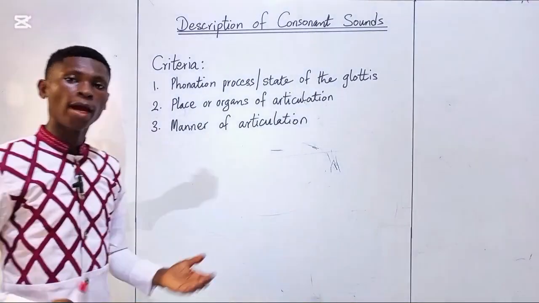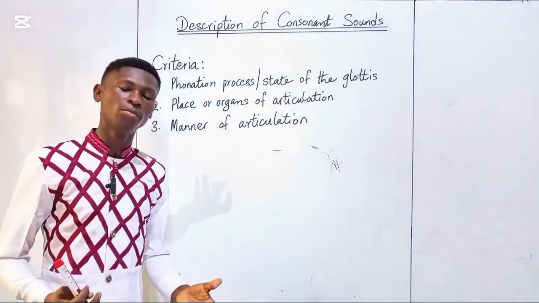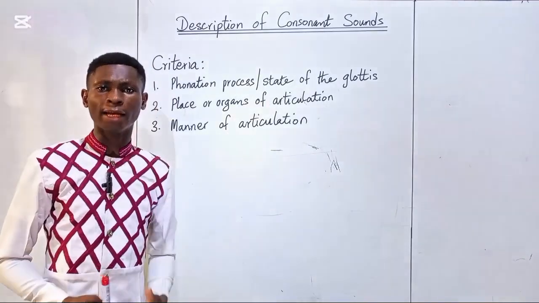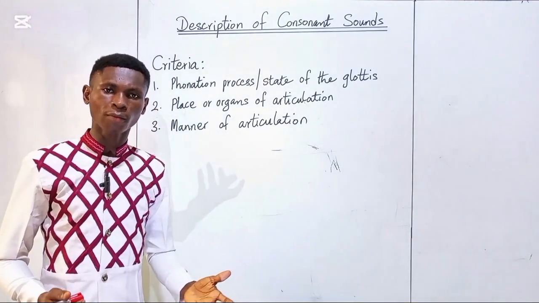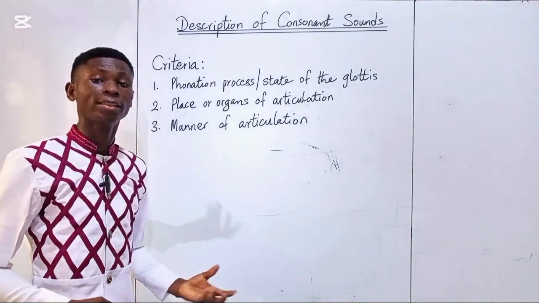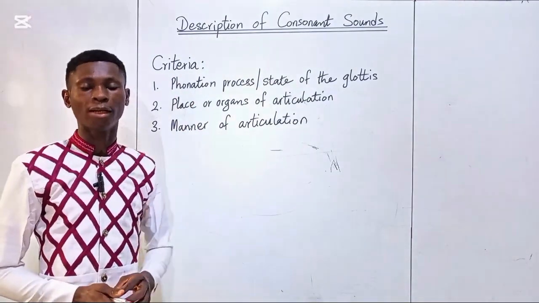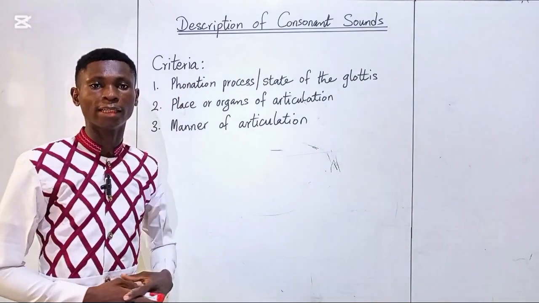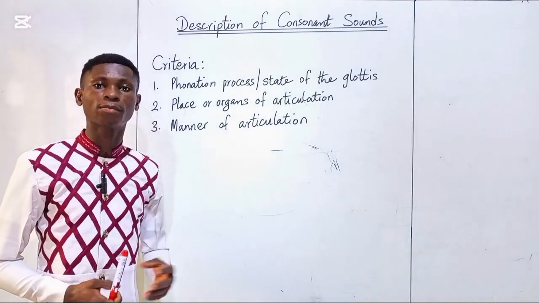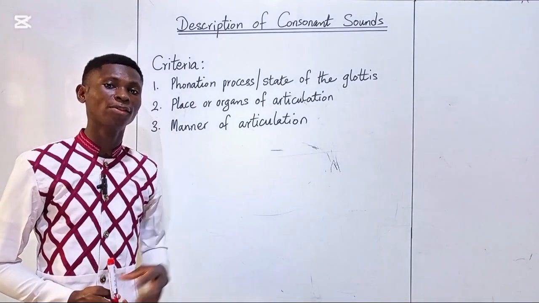Then we have descriptions like palato-alveolar. That's a combination of the alveolar root and the hard palate. We can also have the palatal sounds. Palatal from the hard palate. Any sound realized with the help of the hard palate is known as palatal sound. Then we have velar sounds, sounds produced with the help of the velum or soft palate.